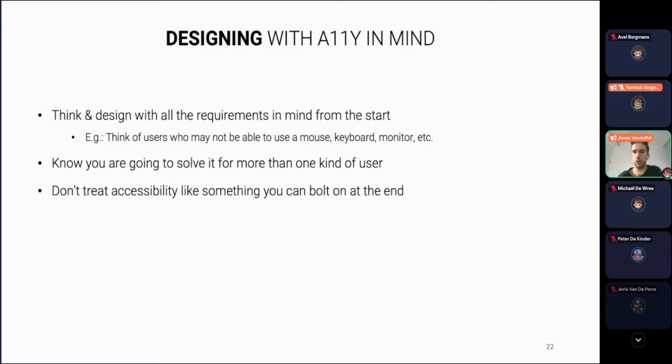For example, blind people, people with only one arm, or other people with disabilities. Really think and design from the start to include all of them. Know you're going to solve it for more than one kind of user, so everyone you're designing for. You want to solve the problem for as many people as possible, and not treat accessibility like something you can just bolt on at the end, but really take it into your requirements at the beginning.